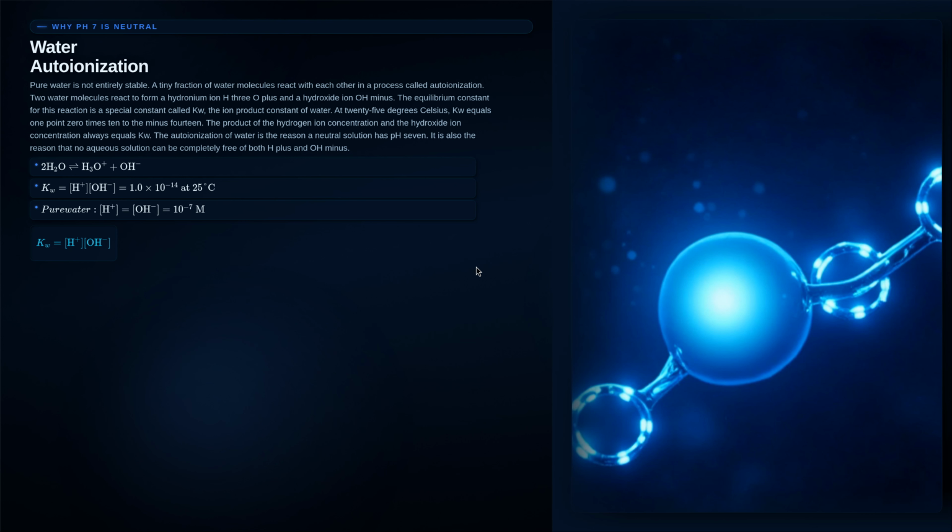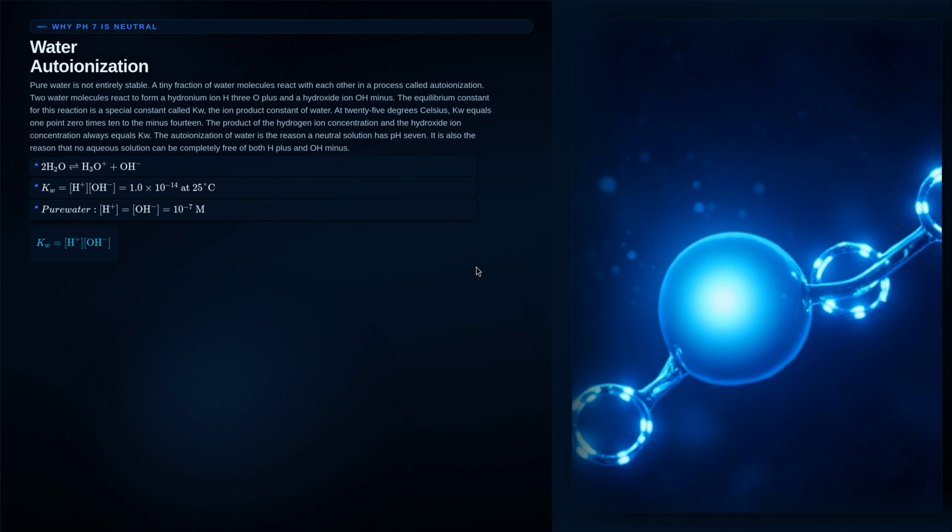Pure water is not entirely stable. A tiny fraction of water molecules react with each other in a process called autoionization. Two water molecules react to form a hydronium ion, H3O+, and a hydroxide ion, OH-. The equilibrium constant for this reaction is a special constant called Kw, the ion product constant of water.